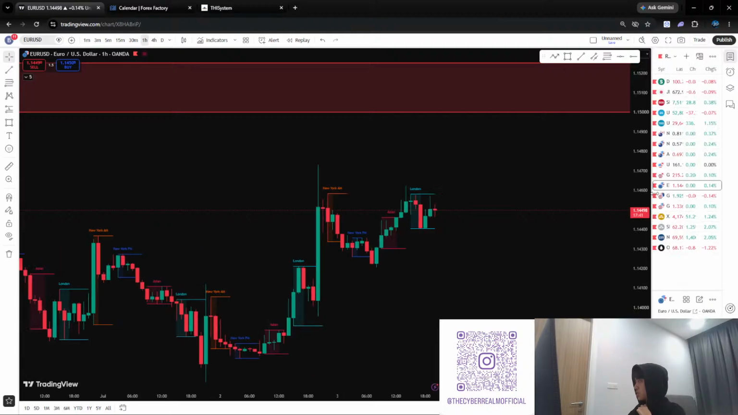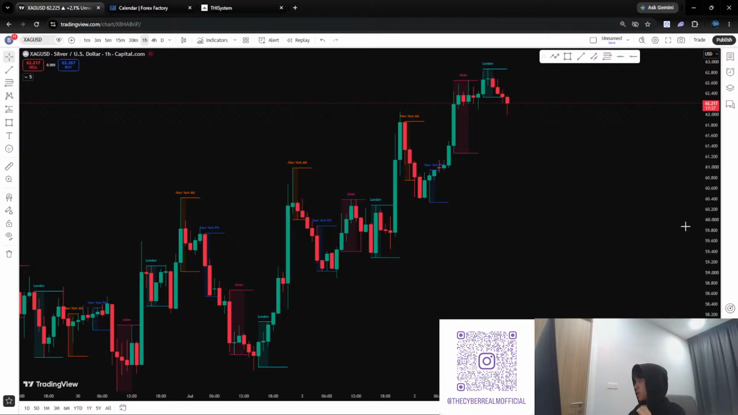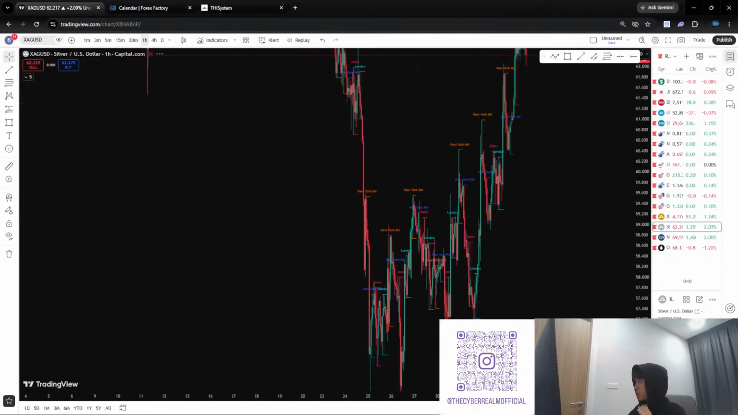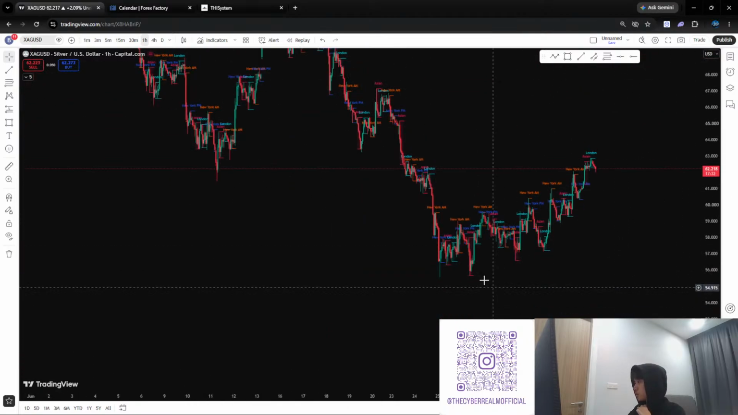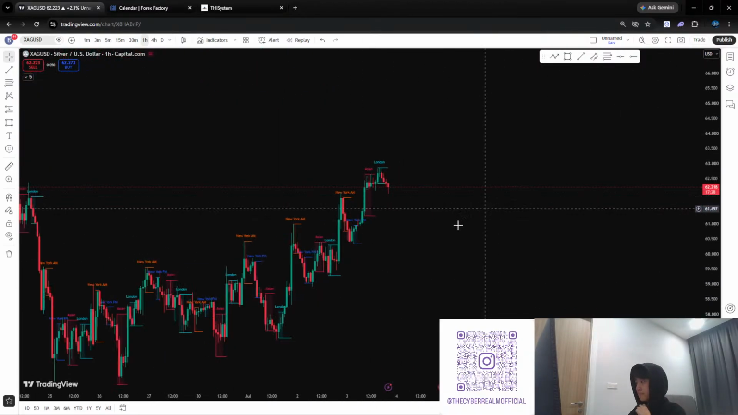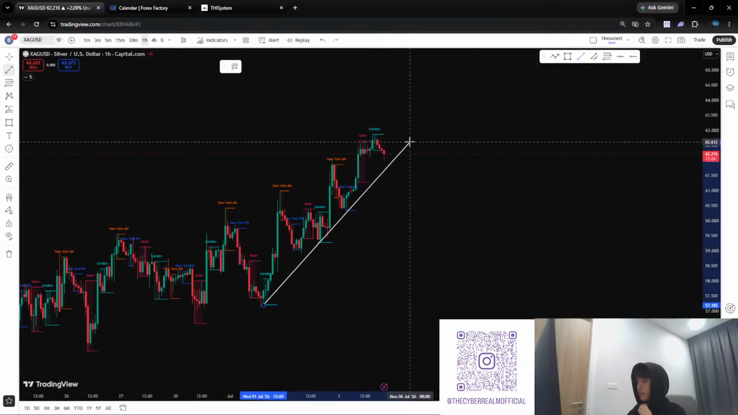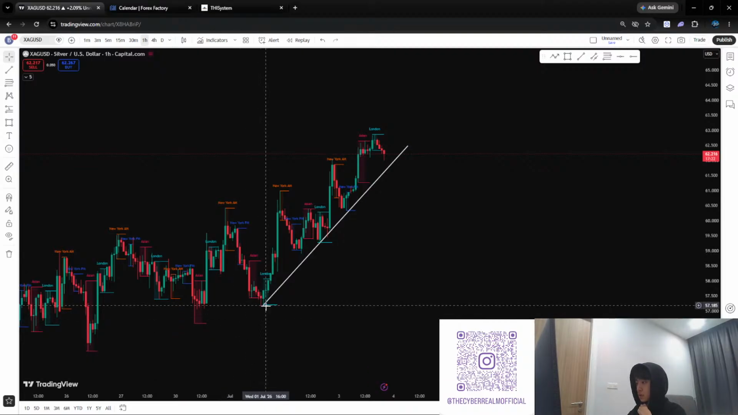Let's see. Look at silver. Silver has been going up recently from 5.5 back up to 6.2. It's a very steep uptrend, just like this H1 time frame. It is a very steep uptrend.